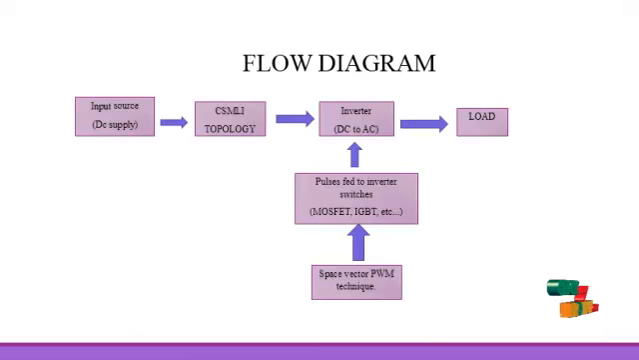Next, we see about the flow diagram of our process. In this flow diagram, the input source is a DC supply. The DC supply is fed into the inverter circuit through a cascaded multi-level inverter topology. The inverter circuit is used for DC to AC conversion, and the inverter has 6 power electronic switching devices. These switching devices are triggered using the space vector PWM technique in the base paper, but in our implementation we use a fuzzy logic controller instead of the space vector PWM technique. The output of the inverter circuit is fed into the load.